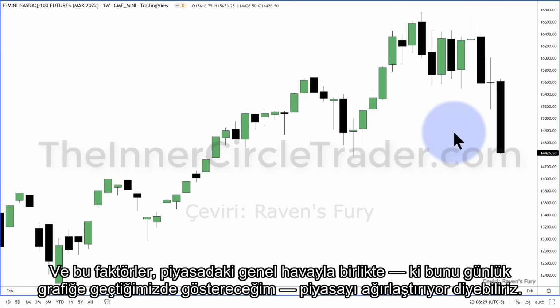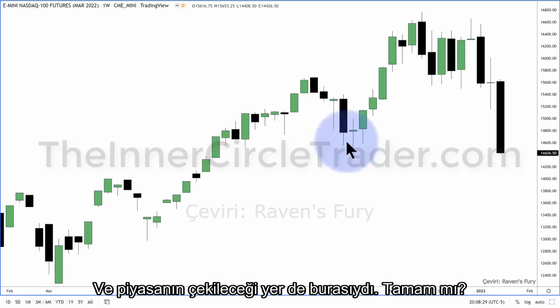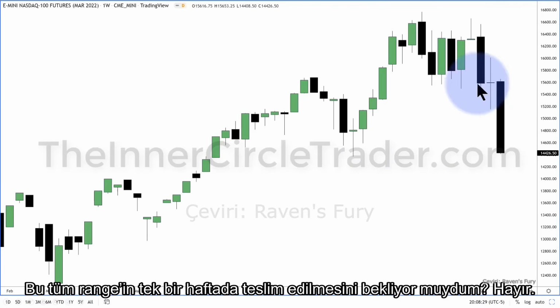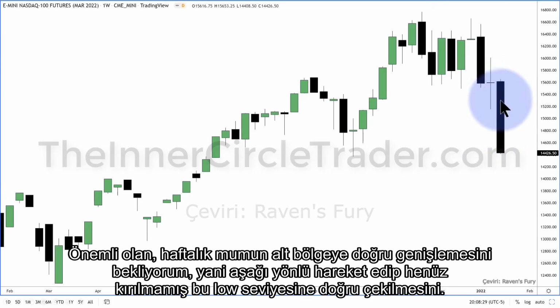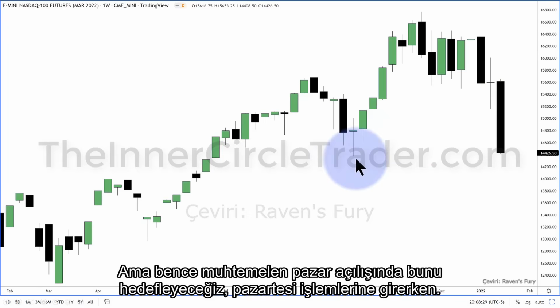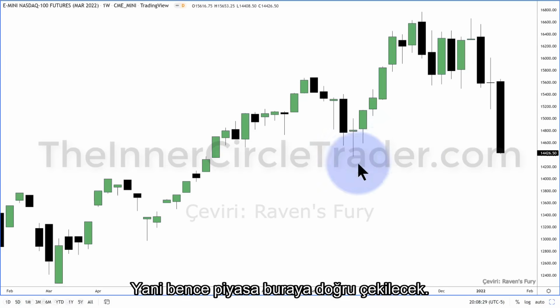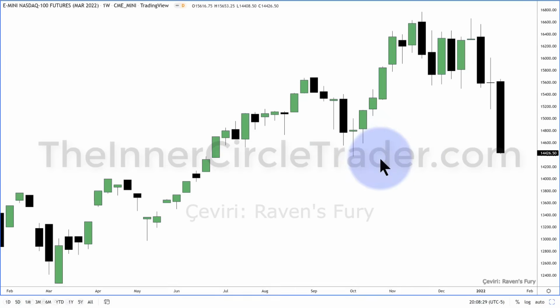Those factors, plus the underlying tone of the marketplace, which I'll show you when we get into the daily chart, it's heavy, and this is where it was going to draw to. Did I expect this entire range to be delivered in one week? No, that's not important. The point is I'm expecting the weekly candle to expand on the lower end, or go down and gravitate towards this low, which it hasn't broken yet, but I think that's what we're probably going to aim for on Sunday's opening going into Monday's trading. So that's where I think it's drawing to.